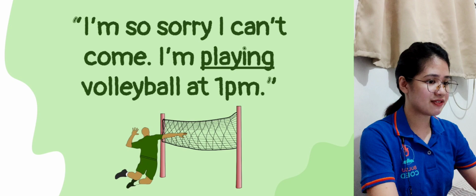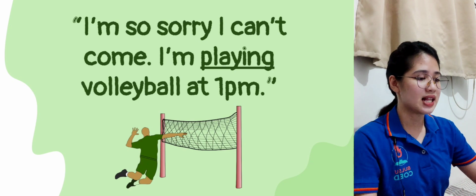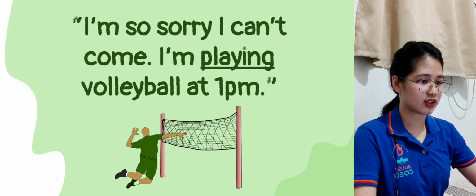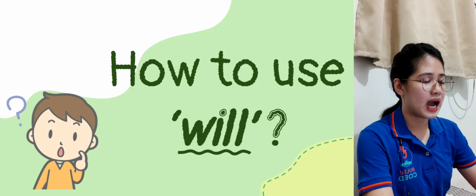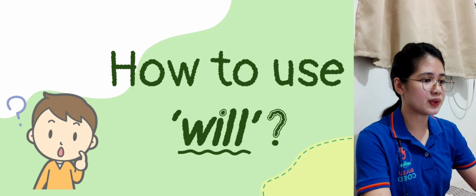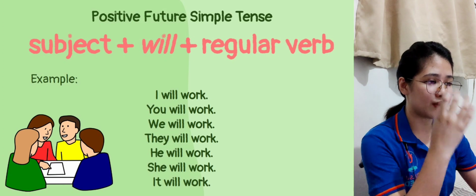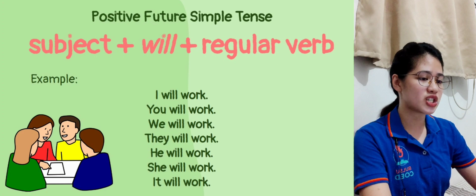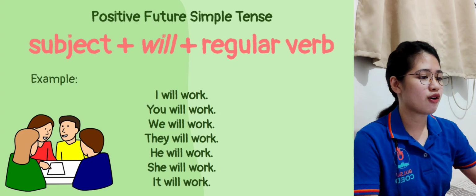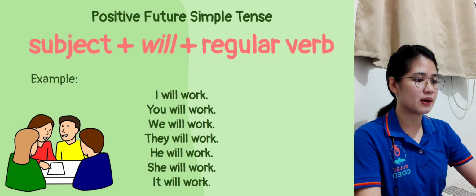Now that we have identified when to use will, going to, and the present continuous, let's get started with our main focus for today's discussion. How to use will. Take a look at this. Look at how we form the positive future simple tense with will. The basic structure that you're going to follow for a positive sentence is subject plus will plus verb.